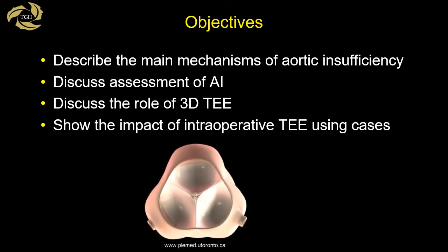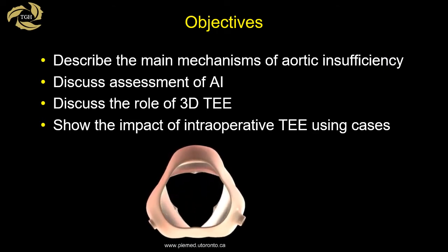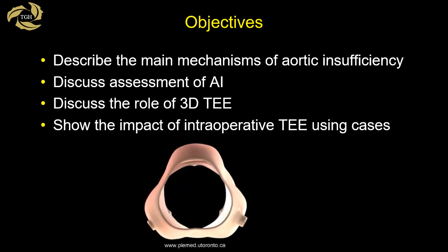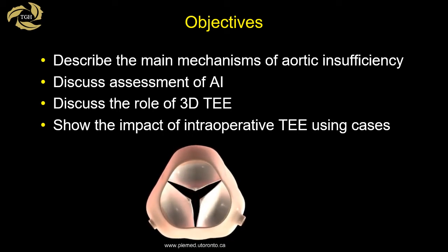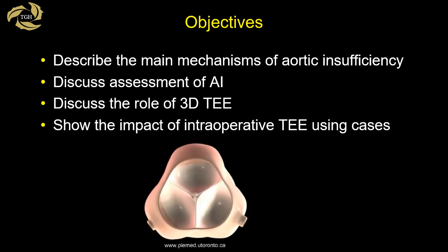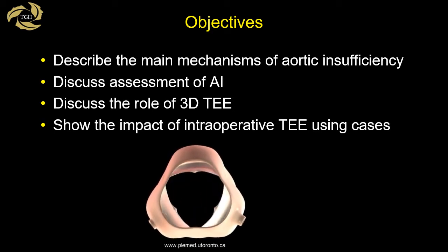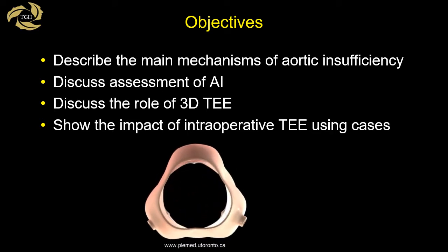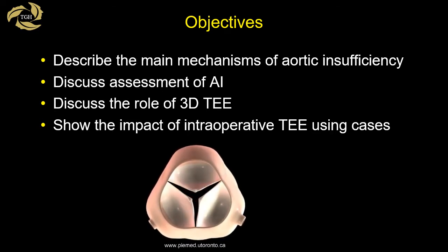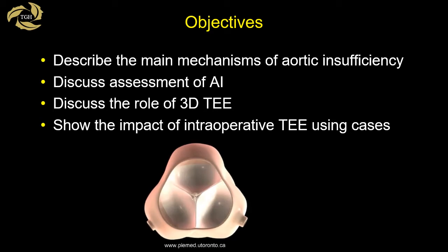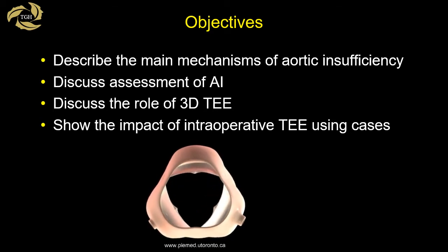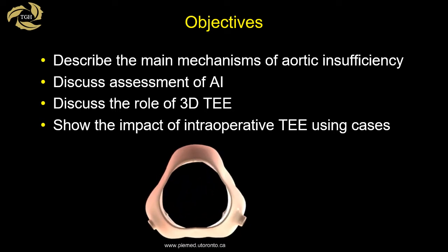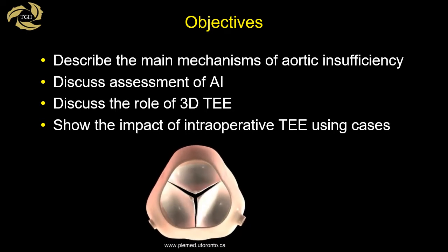The objectives of today's session are to: 1. Describe and identify the main mechanisms of valve lesions associated with aortic insufficiency. 2. Discuss the assessment of AI. 3. Discuss the role of 3D TEE in imaging the aortic valve. 4. Show using cases the impact of intraoperative echocardiographic assessment on surgical decision-making.